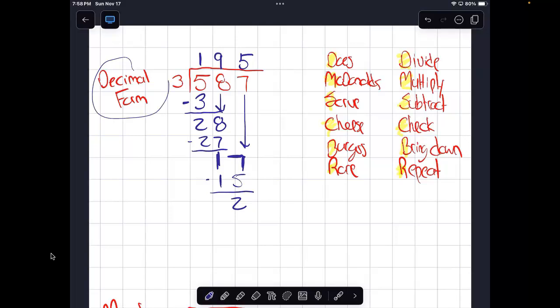Because this quotient has to be in decimal form, I'm going to add a decimal point and 3 zeros, which is our rule. I'm going to also put the decimal point up above here so I don't forget. Now I have a new number to bring down. I'm going to bring down the 0.